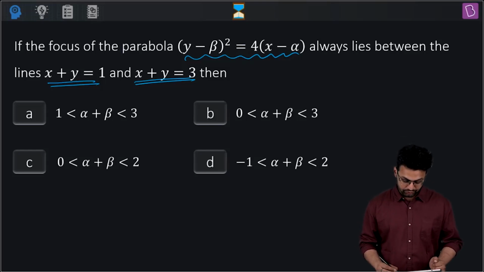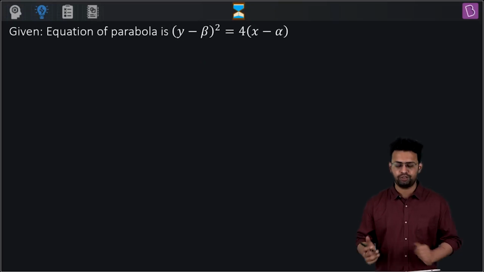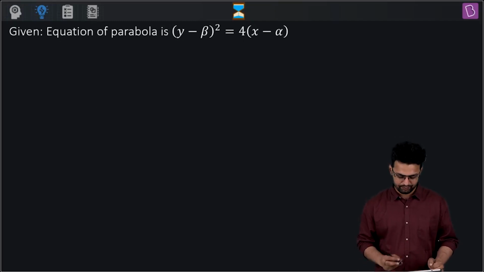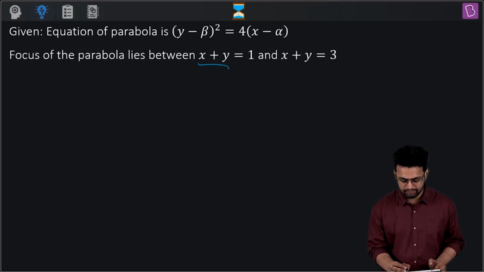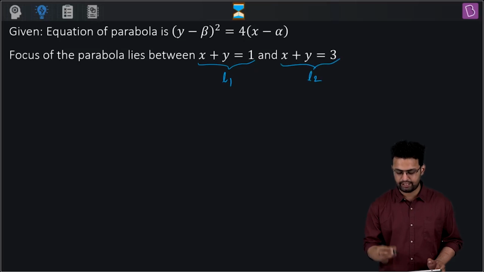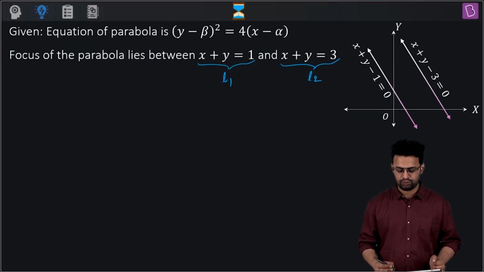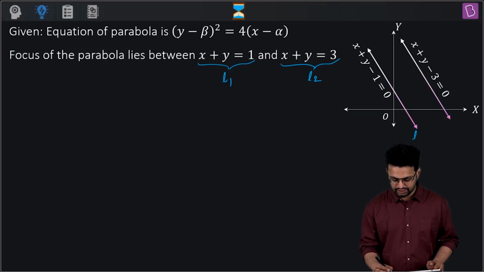Okay, moving to the solution part, let me write the equation of the parabola first for you. So we have the equation as (y minus beta) whole square is equal to 4 times (x minus alpha). Also they are saying that the focus of this parabola lies between two particular lines. For some time I am naming this line as L1 and this line as L2. Now if I try to plot these lines in a two-dimensional plane, this is how the figure looks. So this is our line L1 and this is our line L2.